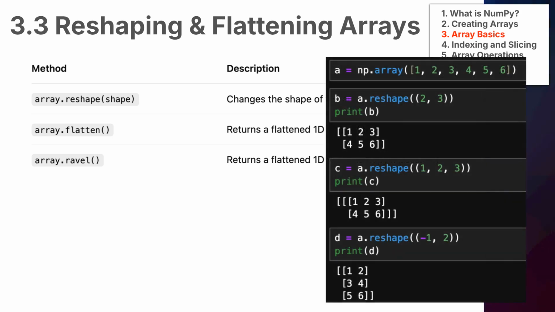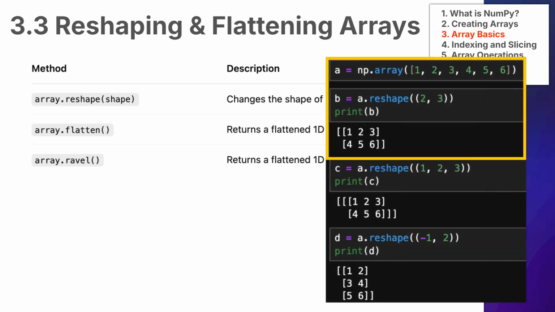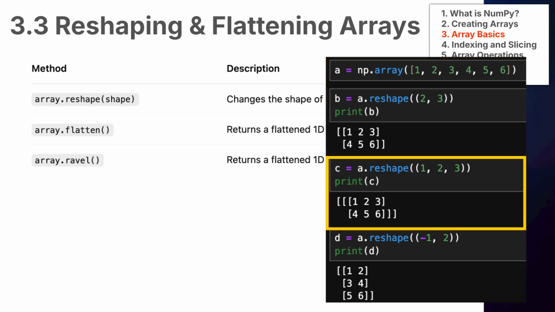Let's say you have a 1D array with 6 values. The first example changes it to a 2D array, same values and new structure. The second one is 1D to 3D. So now you have one 2x3 matrix inside a 3D array.